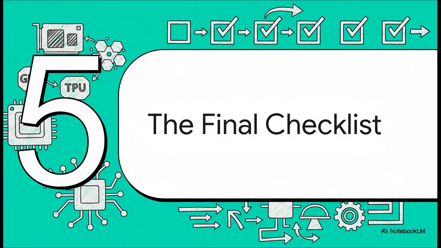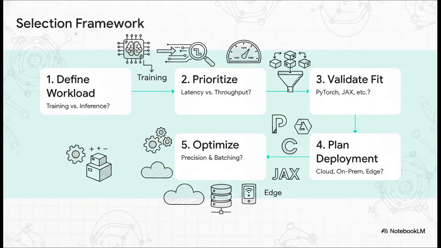Okay, so to pull this all together, let's boil it down to a simple checklist, something you can actually use to make the right call for your own project. All right, here's your framework. First, just define your workload. Are you mostly training or are you mostly running inference? Second, what do you care about more? That instant response time, that's latency, or just raw processing power, that's throughput.